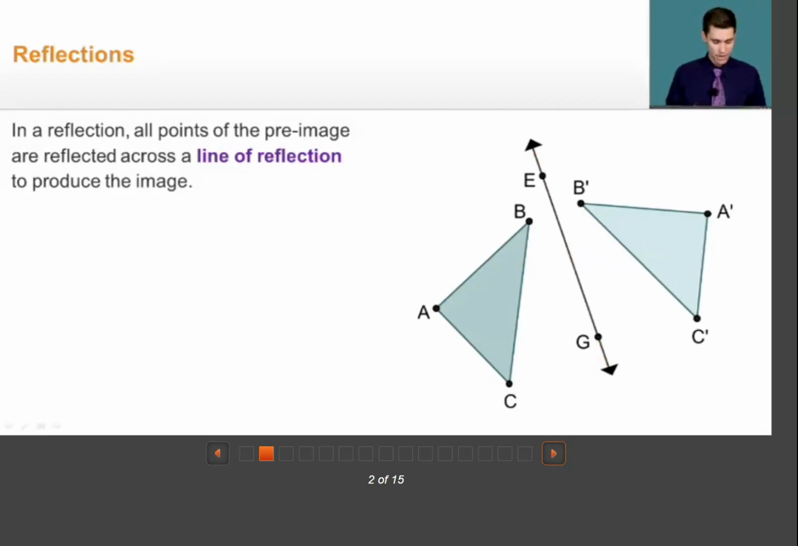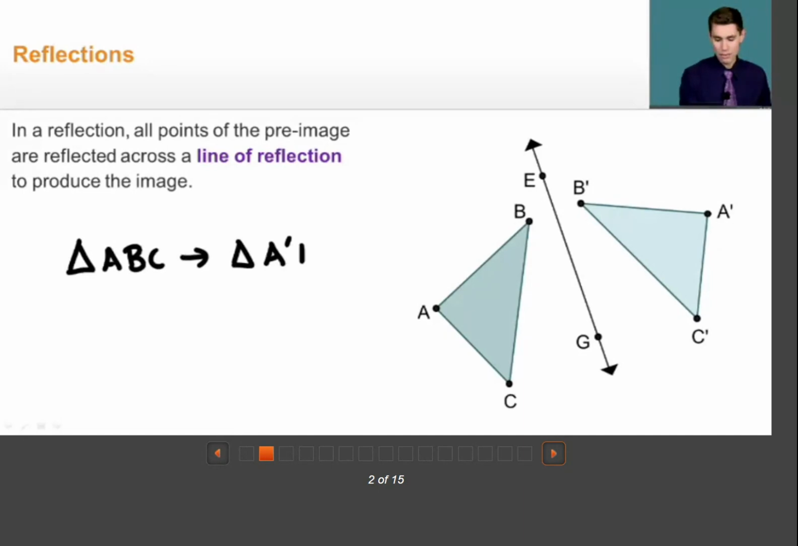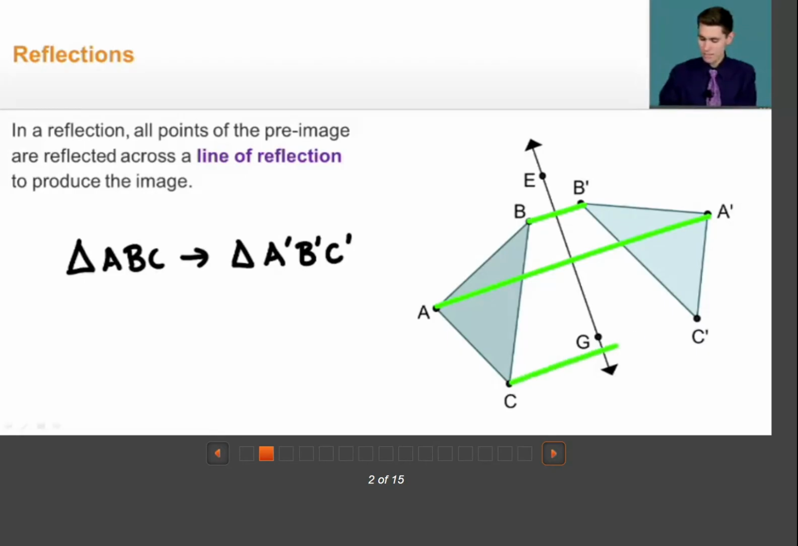So we can write this mapping. Triangle ABC maps to triangle A prime, B prime, C prime. That also means that each point in triangle ABC maps to exactly one point in triangle A prime, B prime, C prime. So point A maps to A prime, B maps to B prime, and C maps to C prime. And any other point in triangle ABC can be mapped to exactly one other point in the image. Now you're going to explore properties that define a reflection.